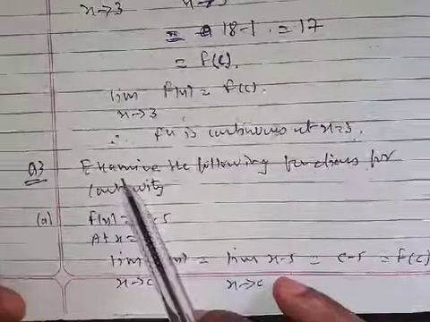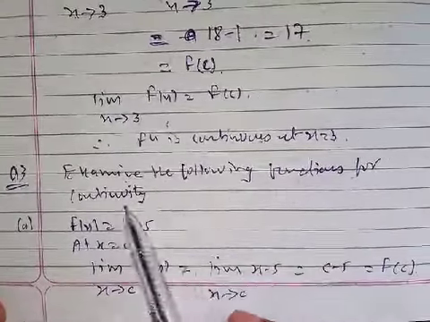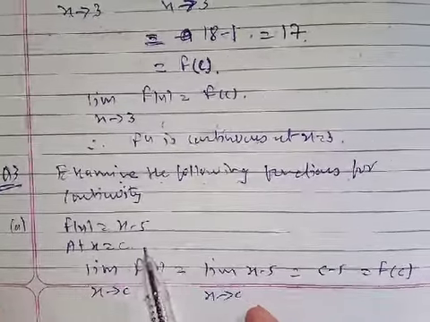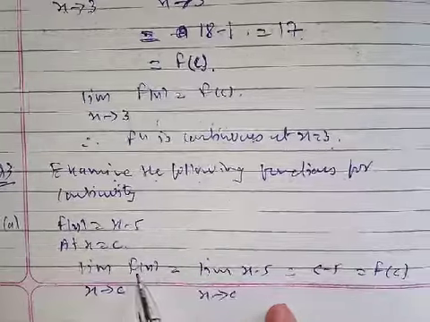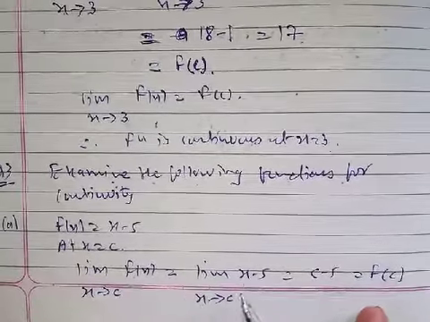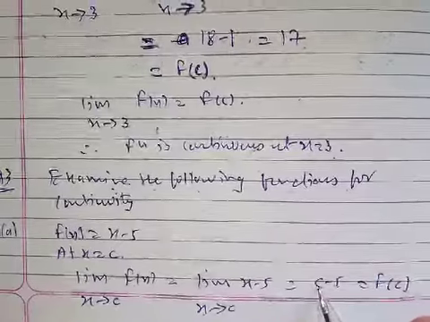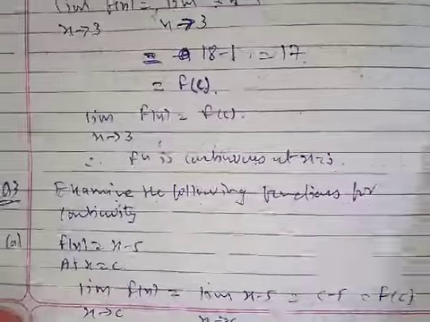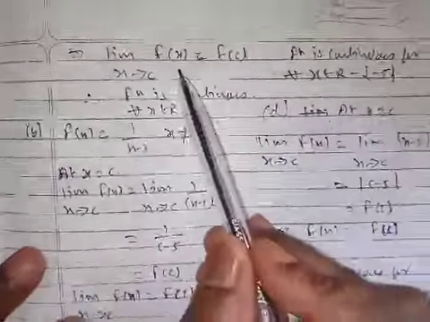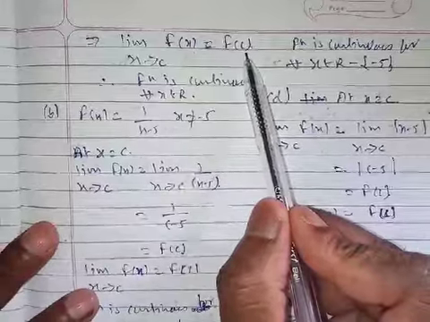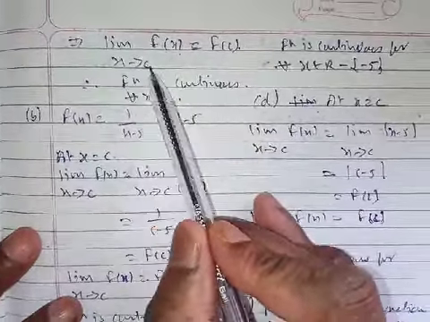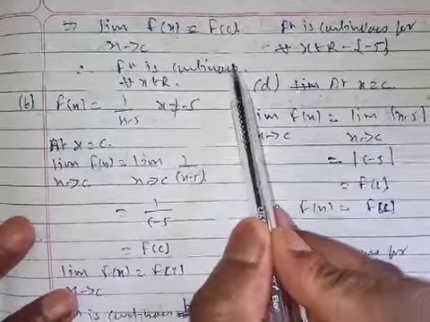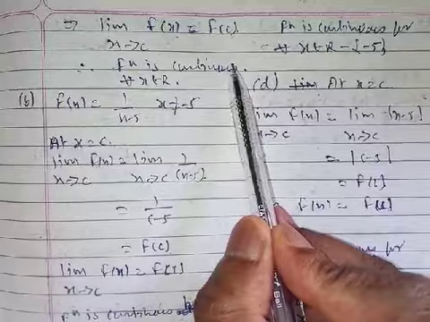Move on to the next question, question third. Examine the following function for continuity. f of x is equal to x minus 5 at x is equal to c. So limit x tends to c, f of x is equal to limit x tends to c, x minus 5, is equal to c minus 5. What is c minus 5? F of c, is it? So what do you prove? The limit f of x is equal to f of c. Okay, limit x tends to c, f of x is equal to f of c. So the function is continuous.